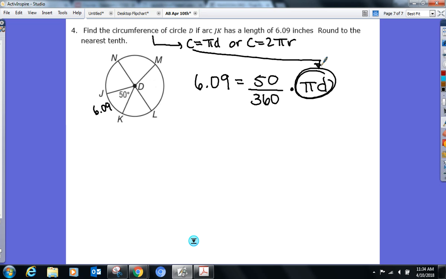So I need you guys to get the 50 and the 360 out of there somehow. Get that pi d by itself. What do you want to do first? Or we could do one step. Simplify it. You can.